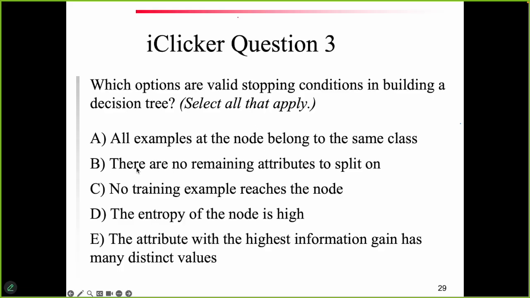The second one, there are no remaining attributes to split on, right? If we don't have any more attributes to split, then we have to stop. And C, no training example reaches the node. This is another one. We label it then, for example, using the parent's majority class. But for D, the entropy of the node is high. Sorry, I didn't mention entropy yet here, but it measures impurity of a node, which is not relevant here. And the attribute with the highest information gain has many distinct values. This also doesn't apply. So I'm glad most of you chose the correct answer.